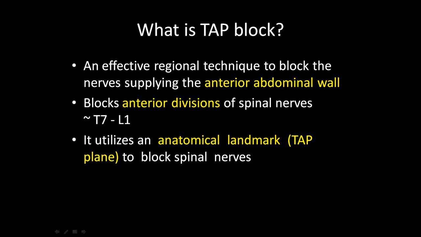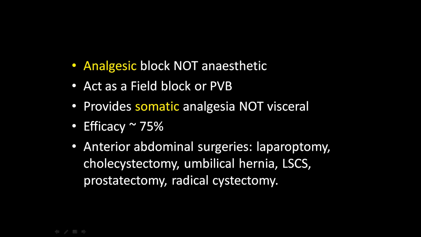Let's have a look at what is TAP block. TAP block is an effective regional technique to block the nerves supplying the anterior abdominal wall. In particular, it blocks the anterior divisions, or the anterior rami, of the segmental spinal nerves from T7 to L1. The beauty of this block is that it utilizes an anatomical landmark, which is the TAP plane, which lies between the transversus abdominis and the internal oblique muscle, to block the spinal segmental nerves.